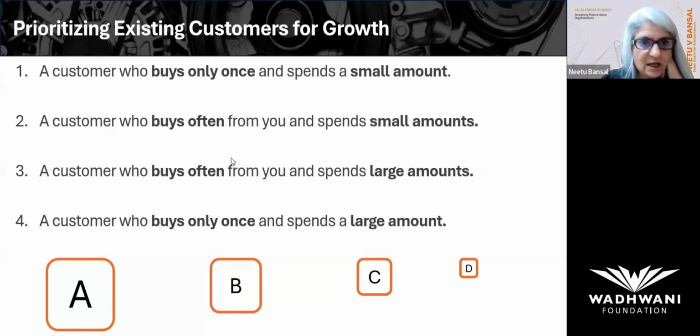3 for you, Sudarshan, a customer who buys often and also spends a large amount of money. Okay, done. What else? Then 2 is B, somebody who buys often but spends a small amount of money. 4 is C, a customer who buys only once and spends a large amount. Fine. And then D is what? 1 is D. Okay, clear? The logic is clear? Okay, so what we do is we actually map this down.